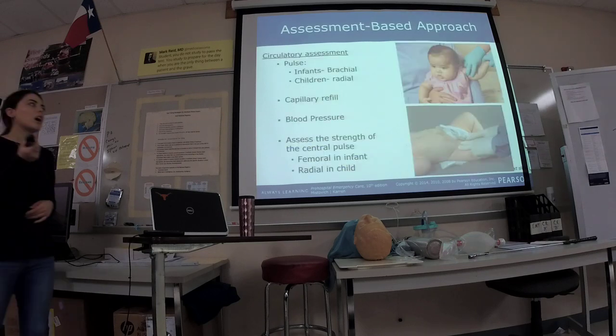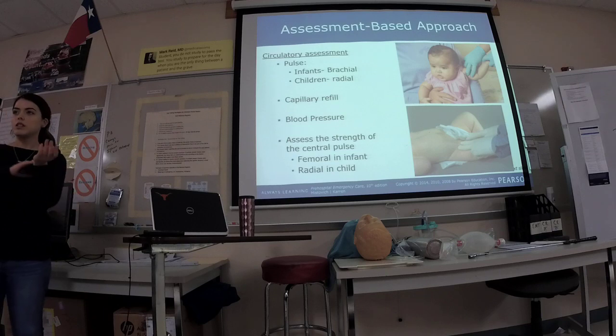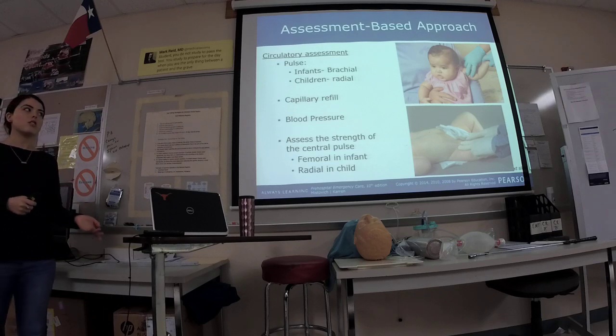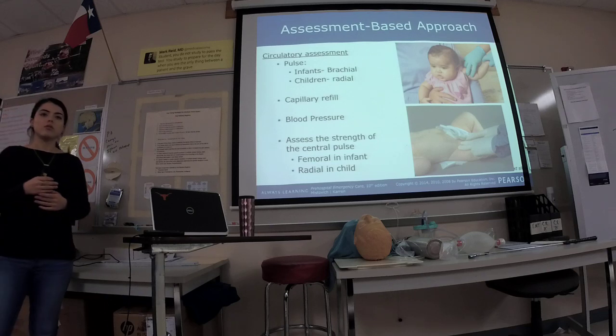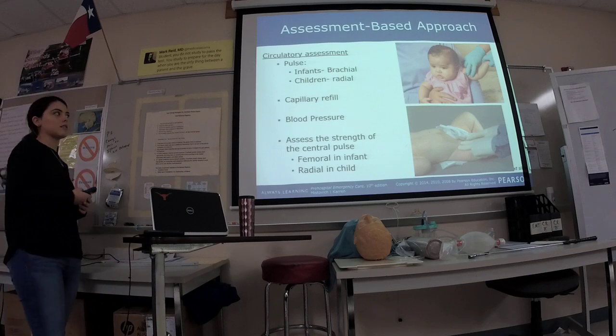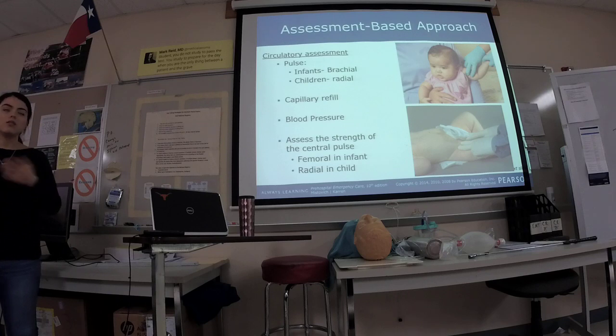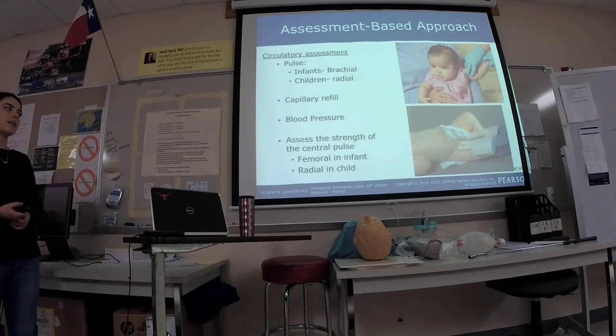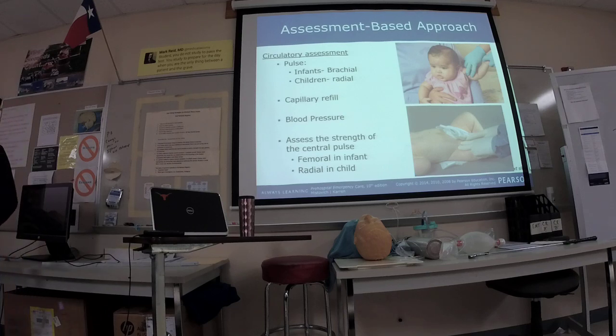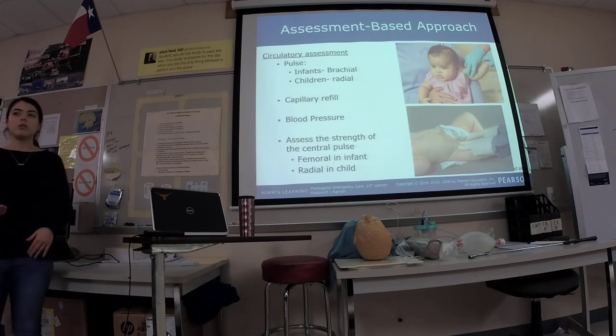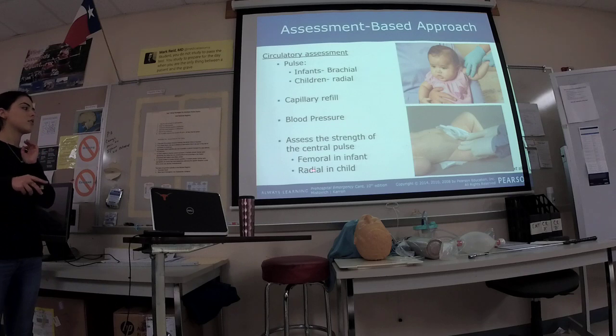So for pulse, for an adult and an older child, you're going to take radial, right, if they're conscious. If they're unconscious, what pulse do you usually take for a child and an adult? Carotid. Carotid, yes. And then for an infant, brachial pulse. Capillary refill should be less than 2 seconds. Blood pressure is going to be a lot lower in children, so expect that. Whenever we're assessing the central pulse, we're going to use a femoral for an infant, and for a child, that should not say radial, it should say carotid. Sorry. So carotid in child.